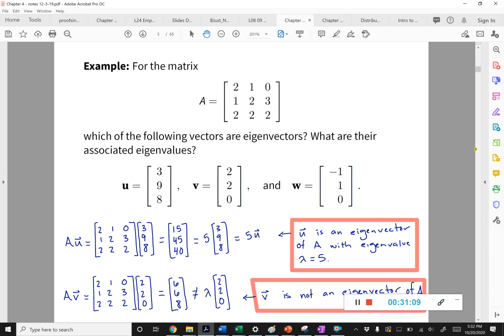Which of the following vectors are eigenvectors, and what are their associated values? Well, you just have to multiply A times each of these and see if it's the same as multiplying by a constant, and whatever that constant is. In terms of U, it ends up being just 5 times that vector, so U is an eigenvector of A with the eigenvalue lambda equals 5.